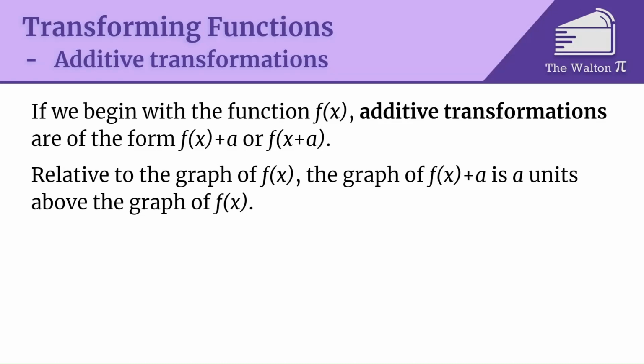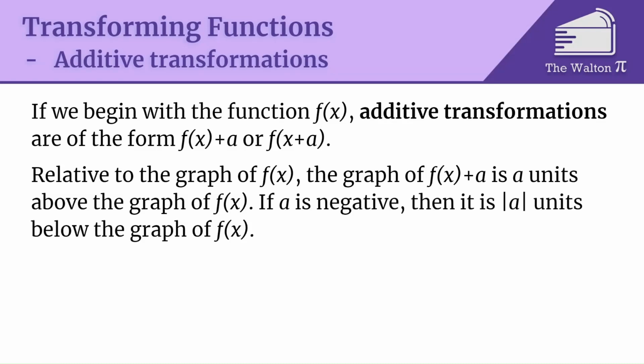Now, let's talk about the vertical transformation. Relative to the graph of f of x, the graph of f of x plus a, again the plus a outside the parentheses, is going to be a units above the graph of f of x. This means that if a is negative, then it is absolute value of a units below the graph of f of x. So f of x minus 5, that is the graph of f of x shifted 5 units down.